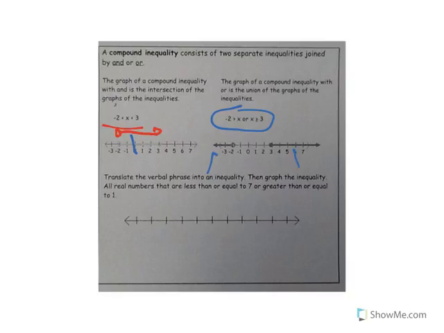It says here, translate the verbal phrase into an inequality, then graph the inequality. All real numbers that are less than or equal to 7 or greater than or equal to 1. Okay, so they're greater than or equal to 1 and less than or equal to 7. So that's how it would look, and now we're just going to write it down. So I wrote out all the numbers on my number line. Now I'm just going to fill it out.